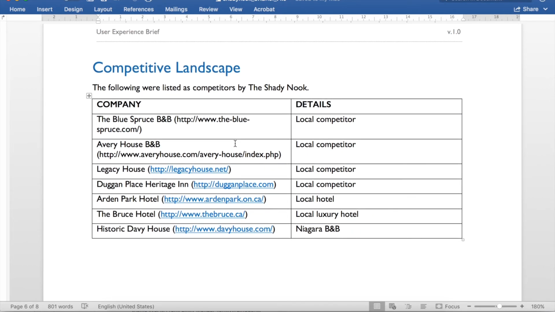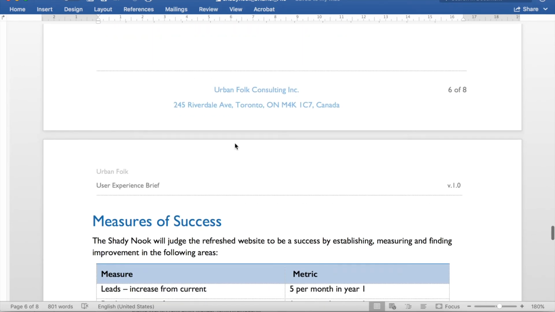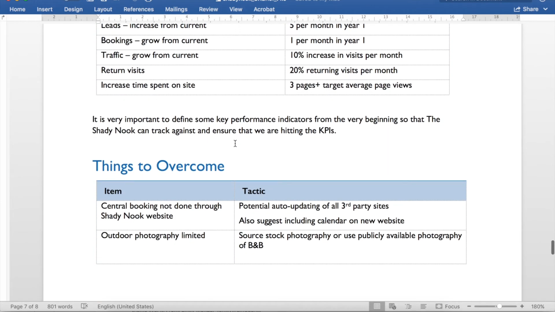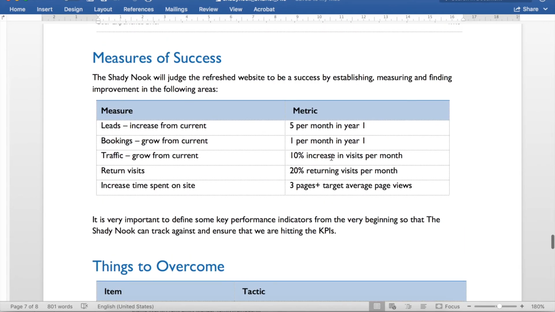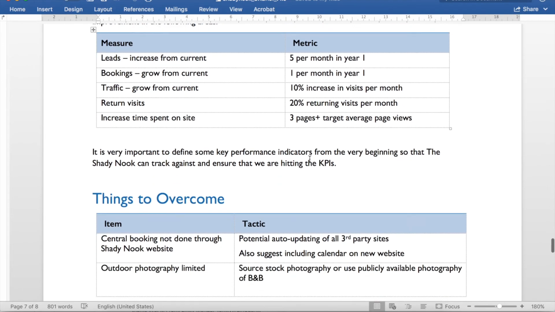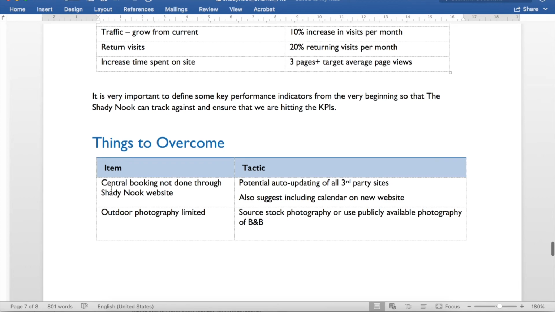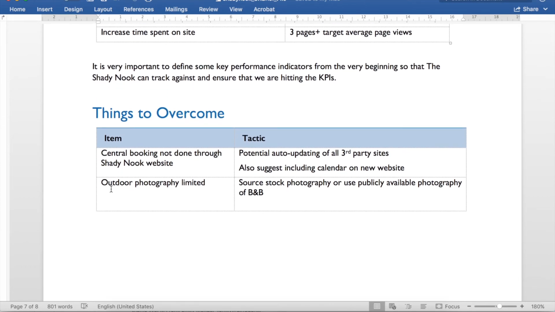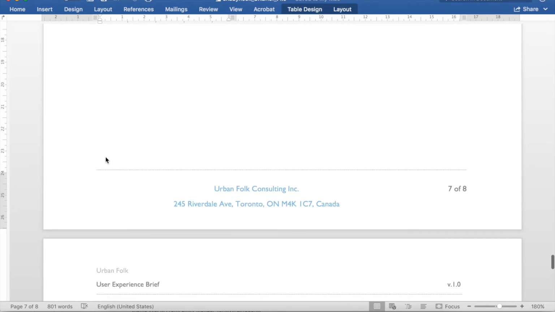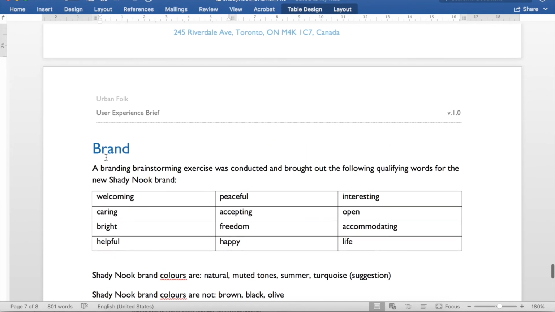We include a little summary of competitive landscape, which is highlighting the specific URLs and properties that may be considered as competitors to our Shady Nook. And measures of success, things to overcome, highlighted here. What are we looking for? What are we targeting? What are our metrics? And what are our KPIs? And then things to overcome, what are the things that are limiting us? That is essentially a guiding light for what can we build that potentially solves this problem.